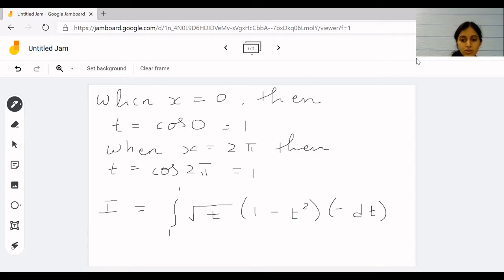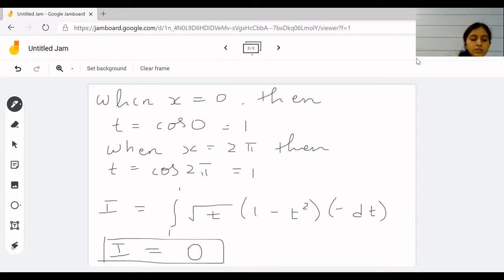Now here, before solving, pay attention to the limits. Here the limits are same. Whenever the limits are same, what does the property say? That the answer is 0. Whenever the limits are same, that is higher limit equal to lower limit, then the integral value is 0. So it was very simple that way, but we have to remember that you have to change the limits. Then only would you get this simple answer.